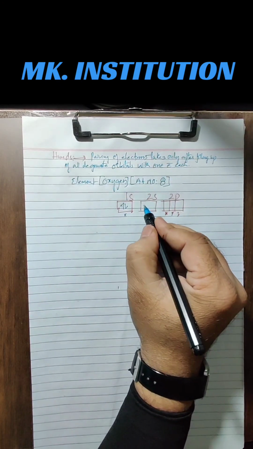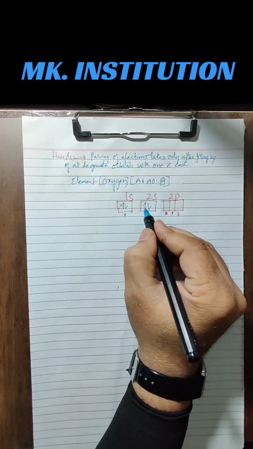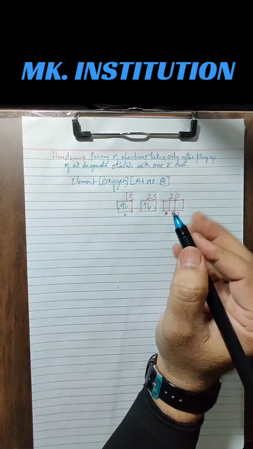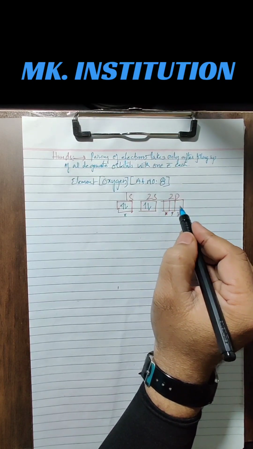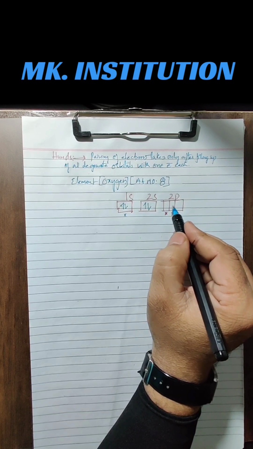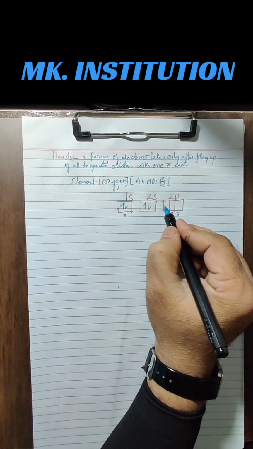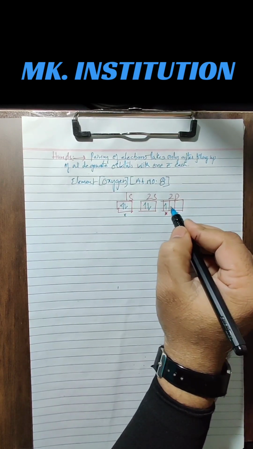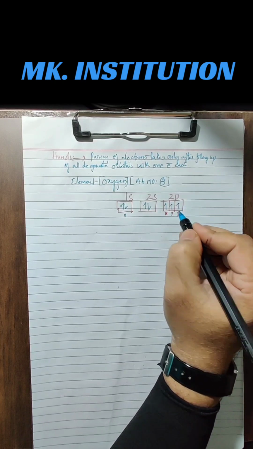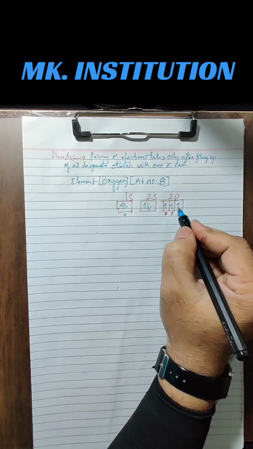Here also s is there. So 1, 2, then 1, 2, 3, 4. 4 are there. Now we have to get 8 here. Now here see, 1, 2, 3 are there. Once again, this p subshell consists of 3 orbitals. So you take 1, okay, 2, okay, 3. Clear? 4, 5, 6, 7.